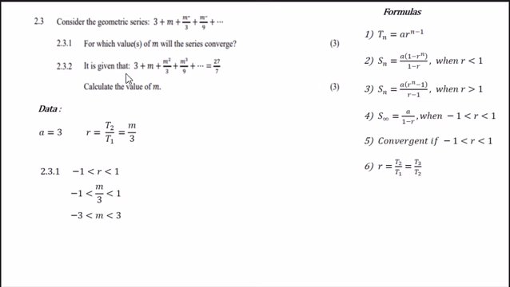2.3.2. It is given that 3 plus m squared over 2 plus m to the power 3 over 9 plus ... to infinity is equal to 27 over 7. Now we are given extra information. What is that extra information? It is the value after the equal sign. When you see a value after an equal sign, especially when dealing with sequences and series, that value represents the sum, meaning when all these terms are added together, we get 27 over 7. This is our sum, and since this is an infinite series, it is our sum to infinity.